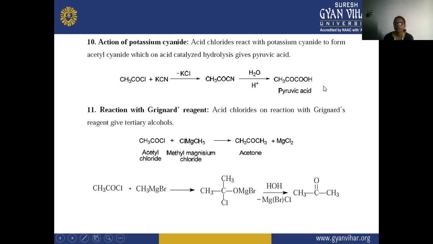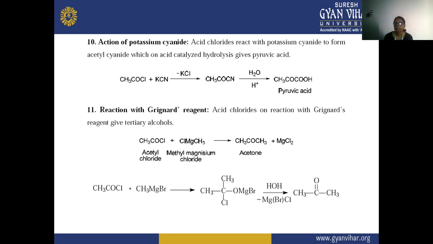So pyruvic acid is formed when the acid chloride is reacted with potassium cyanide, and there is a formation of acetyl cyanide, having the formula CH3COCN, which on acid catalyzed hydrolysis gives your pyruvic acid. So this is the 10th reaction, when potassium cyanide shows its action on the acid chloride. Next is your reaction with the Grignard reagent.